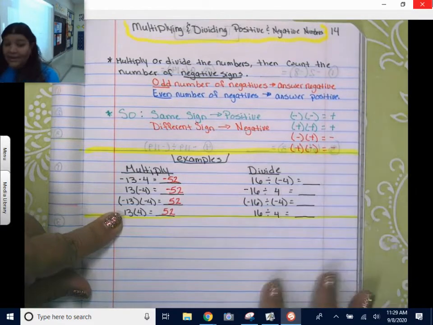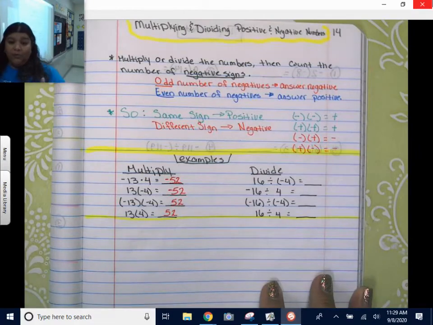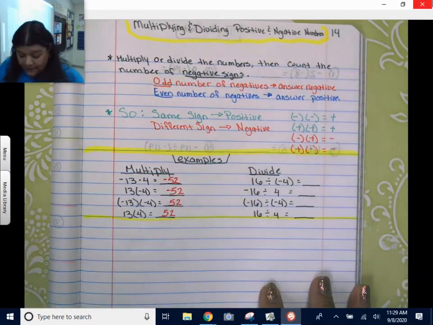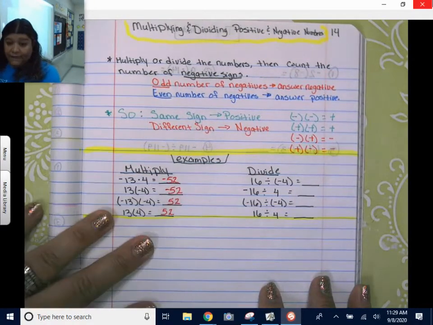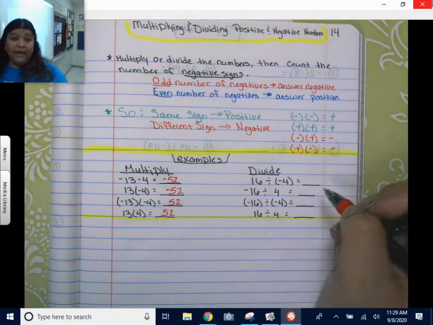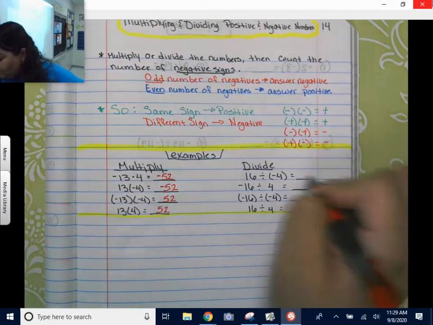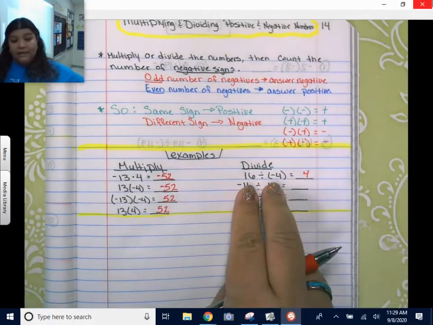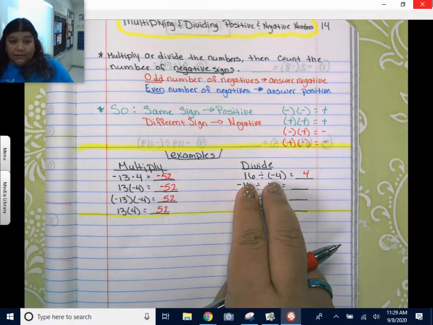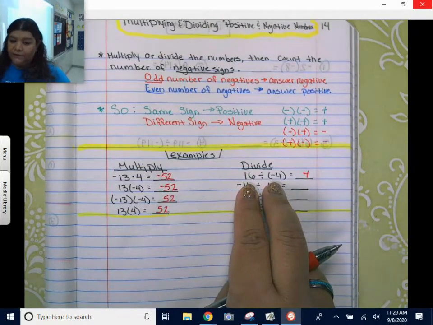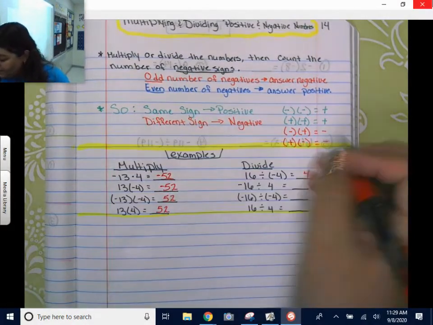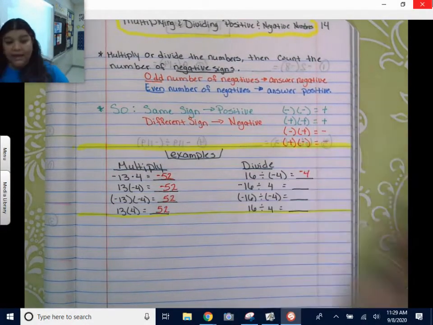Dividing has the exact same rule. So let's divide 16 divided by negative 4. Divide like normal, pretend the negatives aren't there. So 16 divided by 4 is 4. Now look at the signs. Are my signs the same or different? They're different. I have a positive and a negative, so my answer is going to be negative.